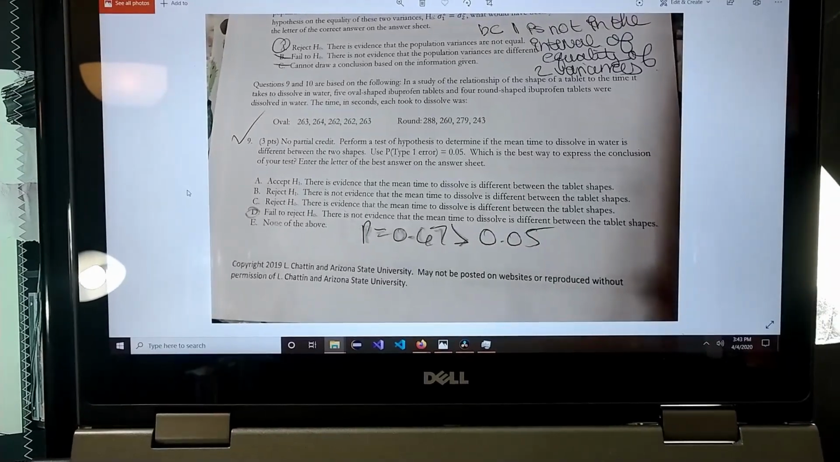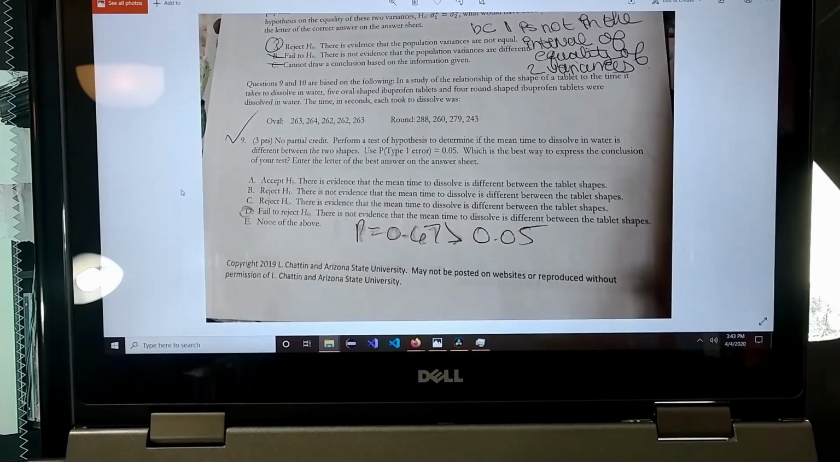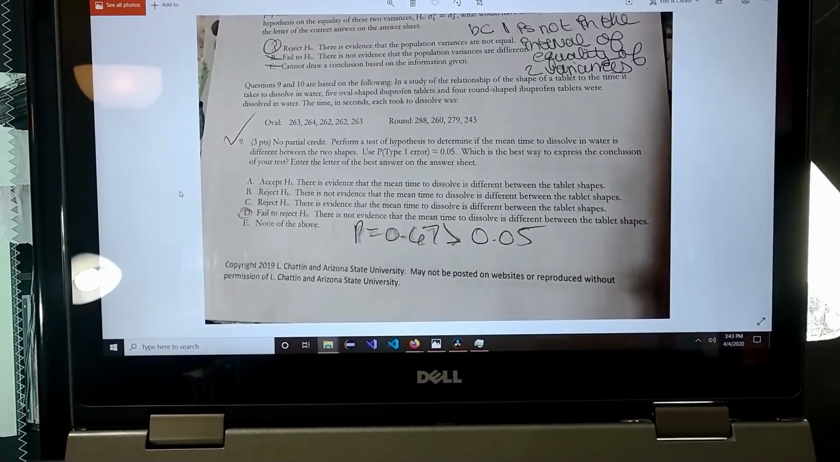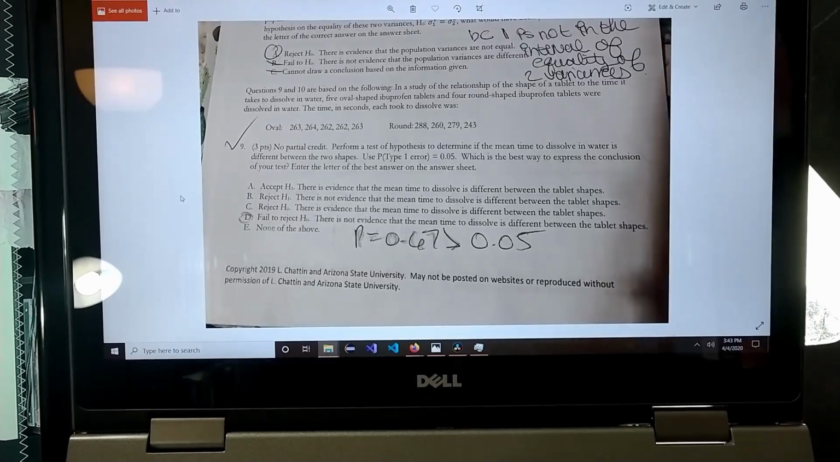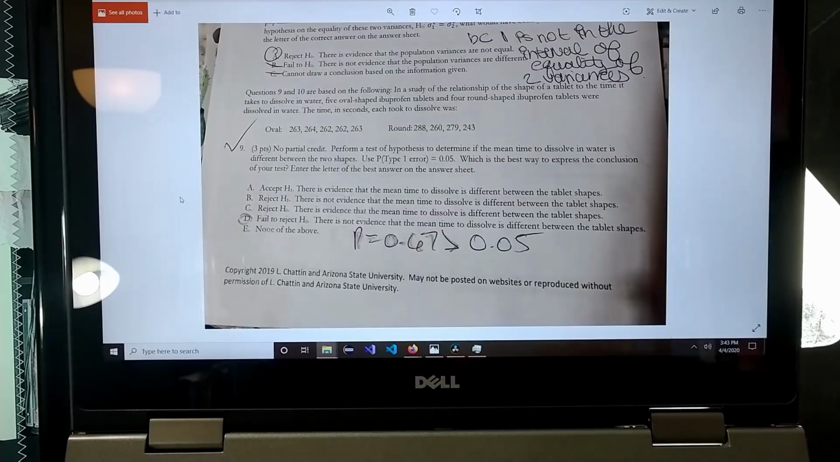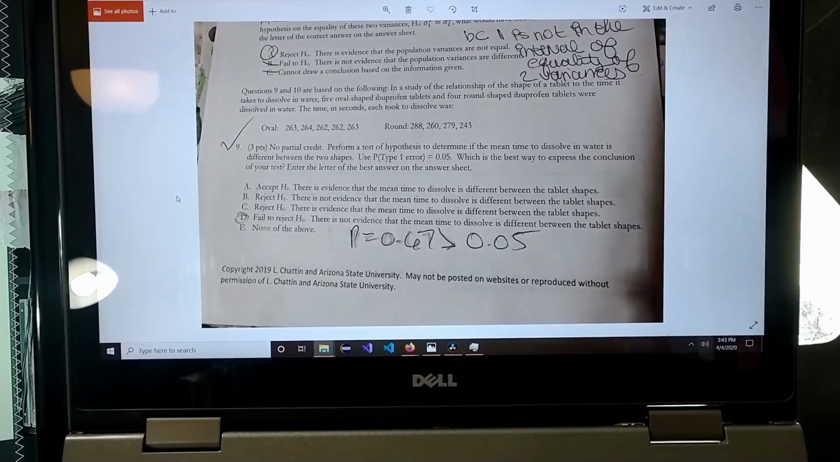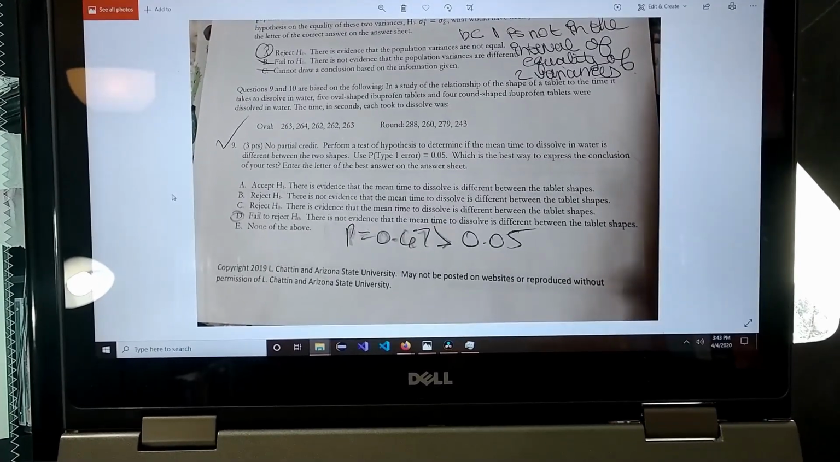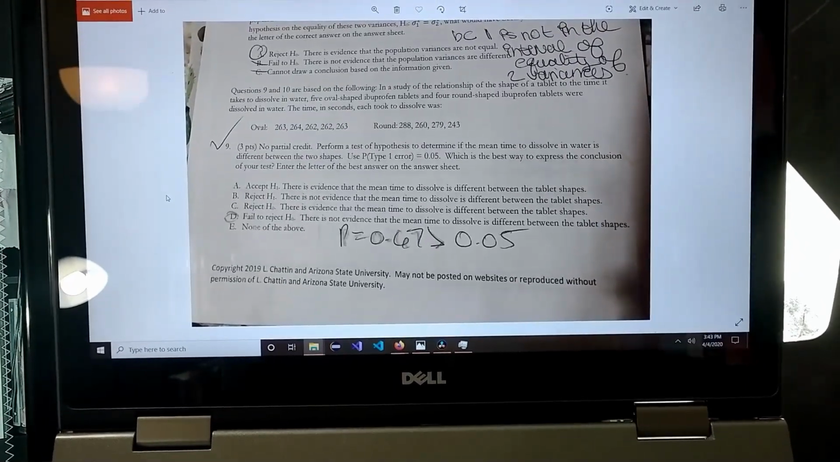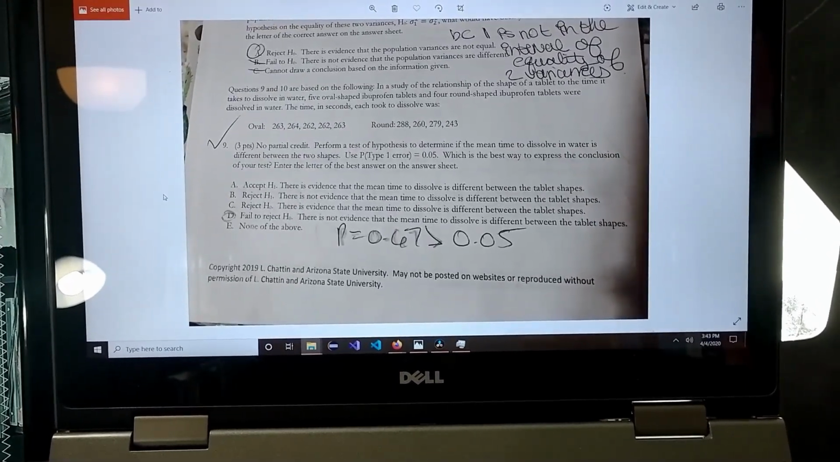Okay, so this question is question 9 on the screen. Perform a test of hypothesis to determine if the mean time to dissolve in water is different between the two shapes. Use probability of type 1 error equal to 0.05, so alpha equals 0.05. Which is the best way to express the conclusion of your test?